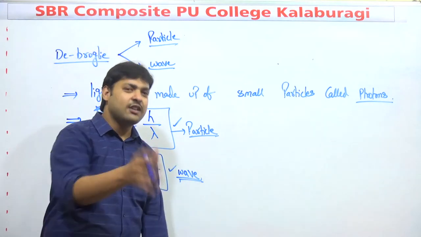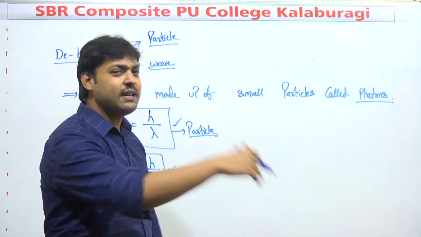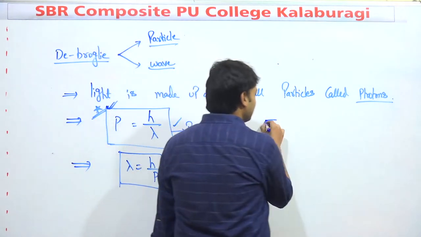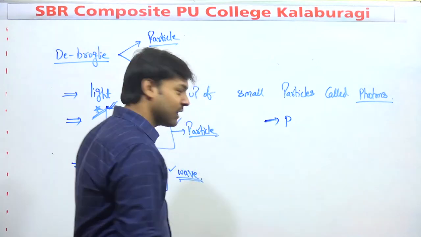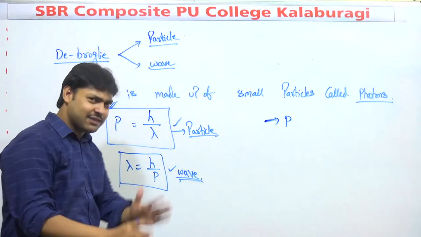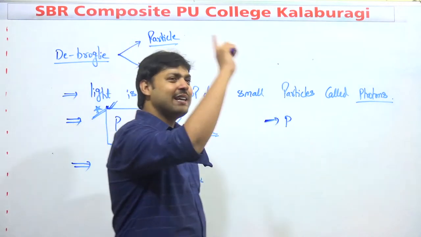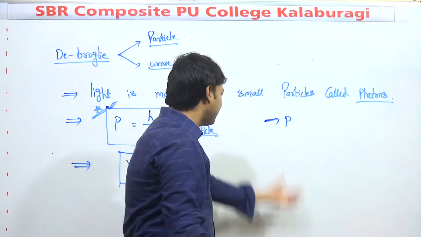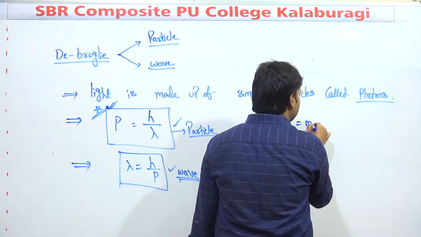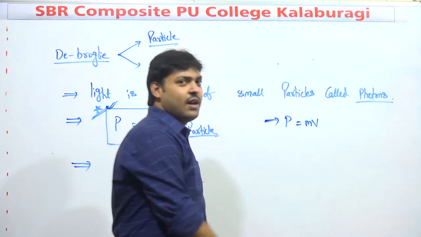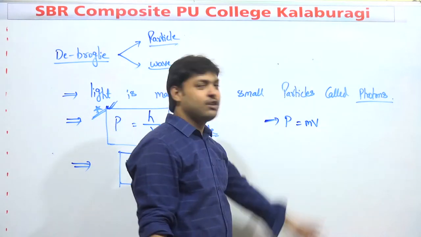Now try to understand, one more scientist got up and said, sir, you said about momentum, okay? Try to understand, one more scientist, not De Broglie. De Broglie is trying to explain like this. Now one more scientist raised his hand and came onto the dais. What did he do? The momentum formula we know as mass into velocity.